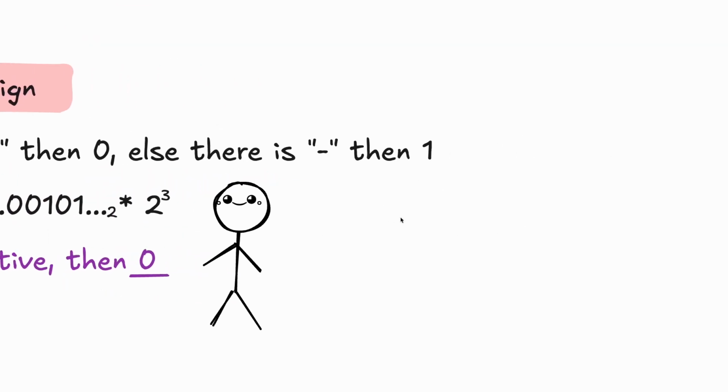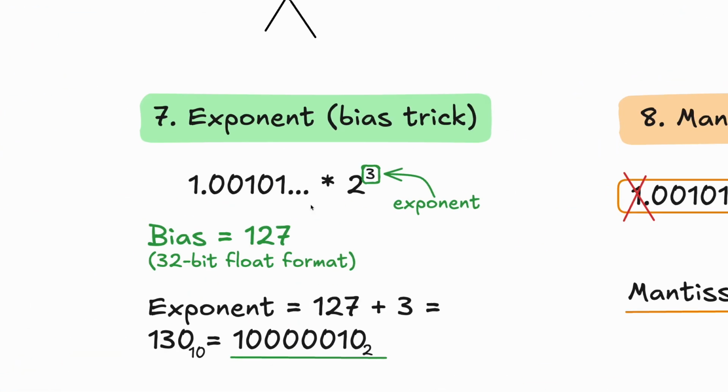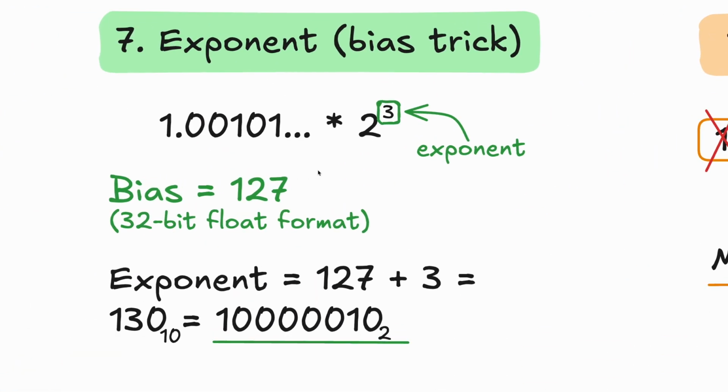Now we move on to the exponent. Instead of storing the number 3 directly, we add something called a bias, which is 127 in the 32-bit format. By doing this, we can represent both positive and negative exponents without wasting an additional bit for a sign. We just add the bias to our exponent, so 127 plus 3 gives us 130. We then write 130 in binary, which looks like this on the screen.